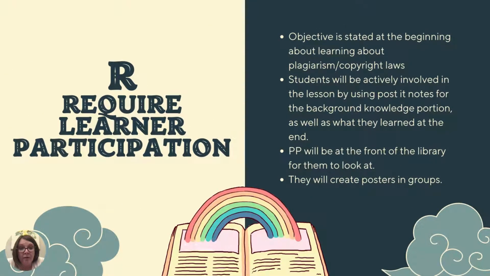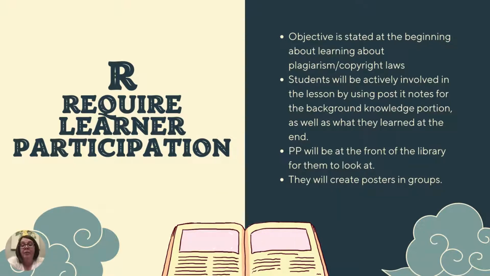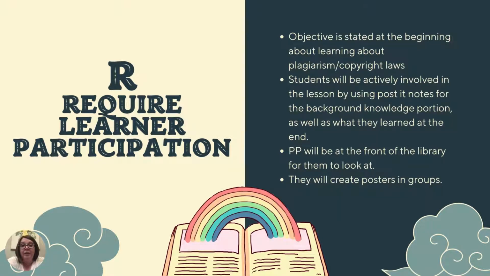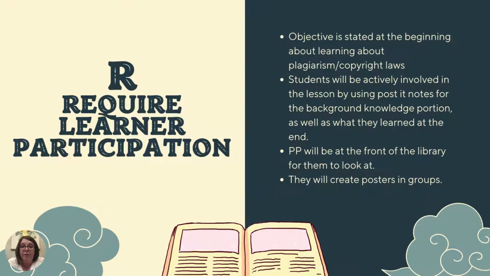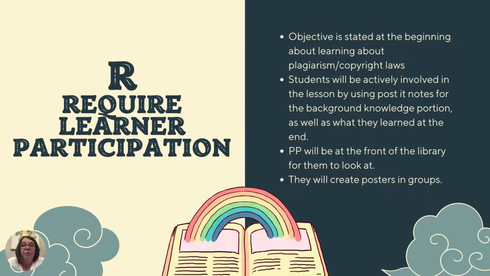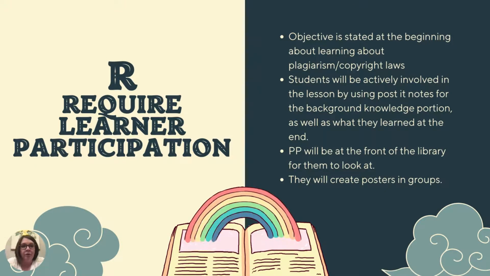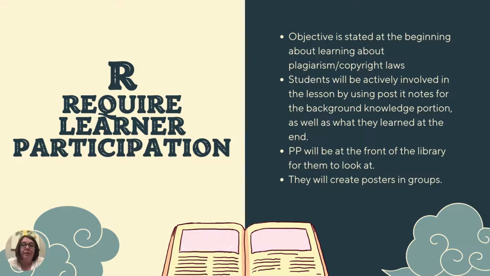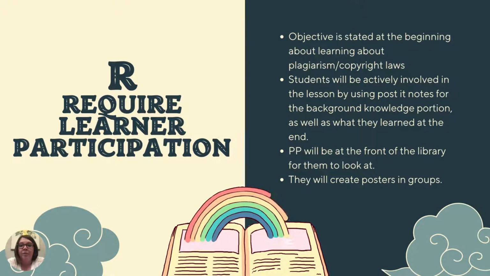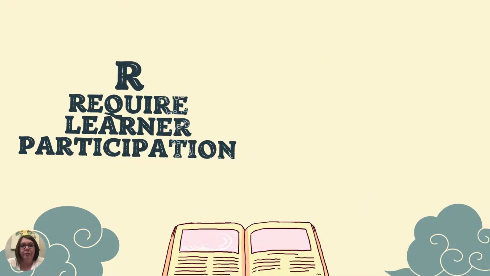The R is what the learner is required to participate in. Obviously the objective is stated at the beginning about learning about plagiarism and copyright laws. They will be actively involved in the lesson by using post-it notes for the background knowledge portion, as well as for what they learned at the end. The PowerPoint will be at the front of the library for them to look at. Then they will get into their groups to create their posters with their friends, and they will be able to collaborate with each other about what they had learned in the presentation.